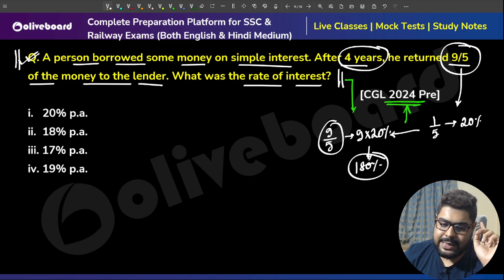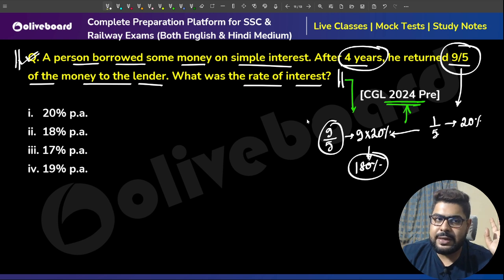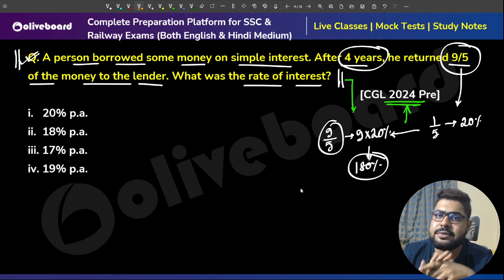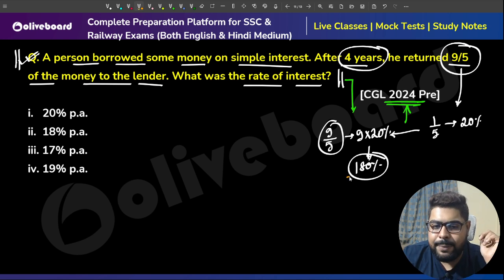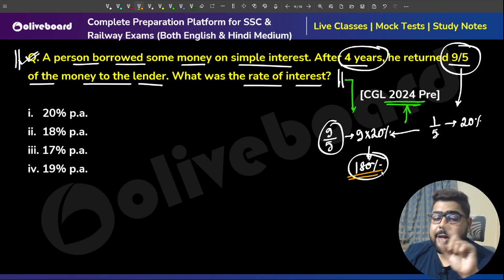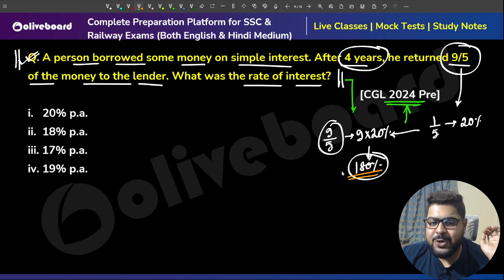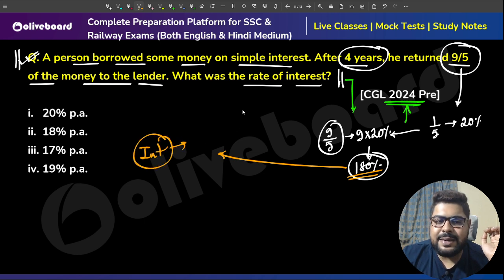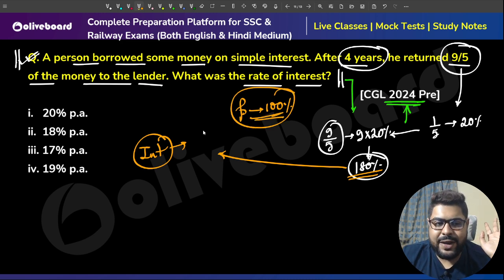Now, please understand, this is not only the interest, because whenever I'm taking money from someone and paying them back, I cannot just pay back the interest. I have to pay back the capital as well. So this is the capital, that means the principal plus the interest. So what is the interest only, sir? Principal, we all know, is always 100%. So the interest has to be 80%.